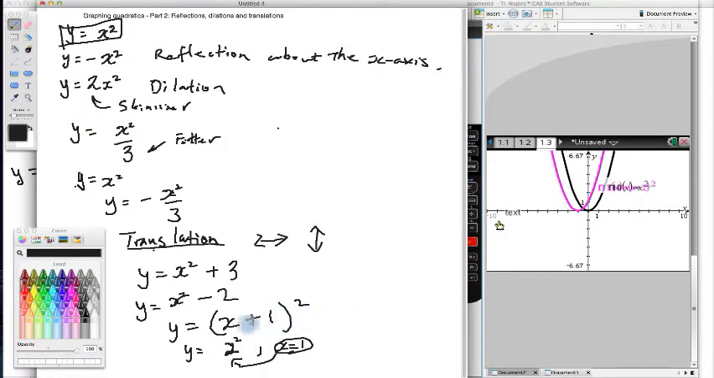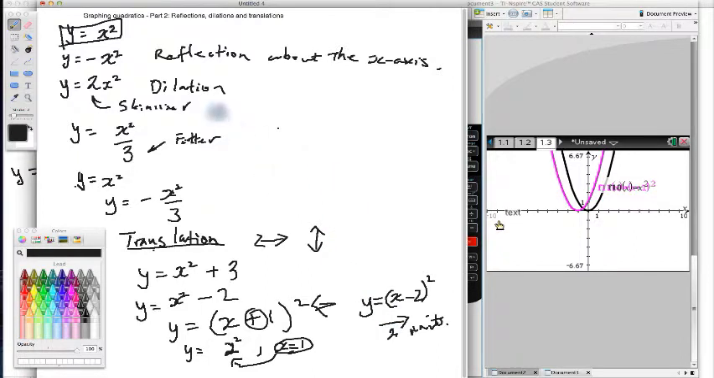But just remember that if you've got something that's a plus, it'll go to the left. Or if we had y equals x minus 2 squared, for example, that goes to the right by 2 units.